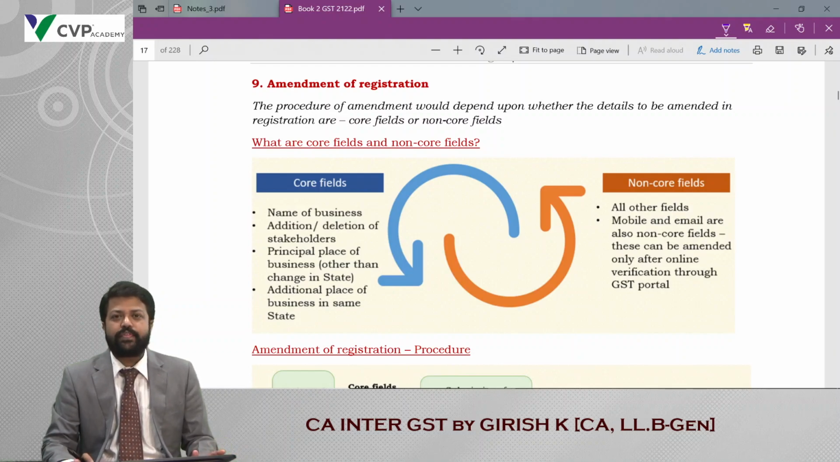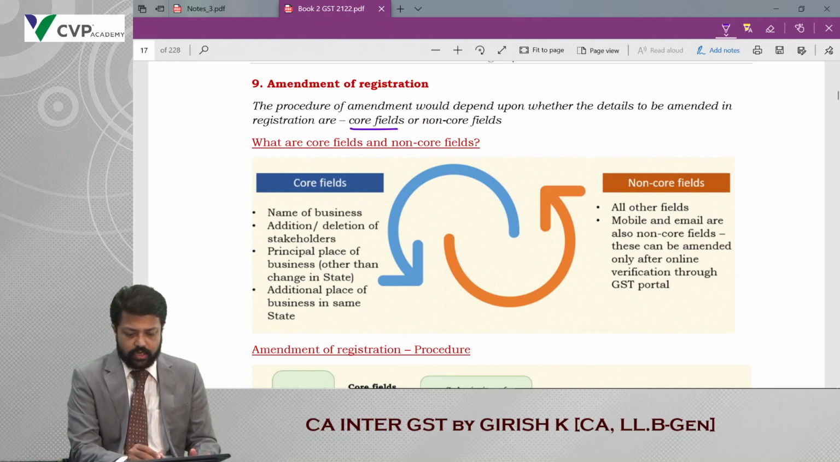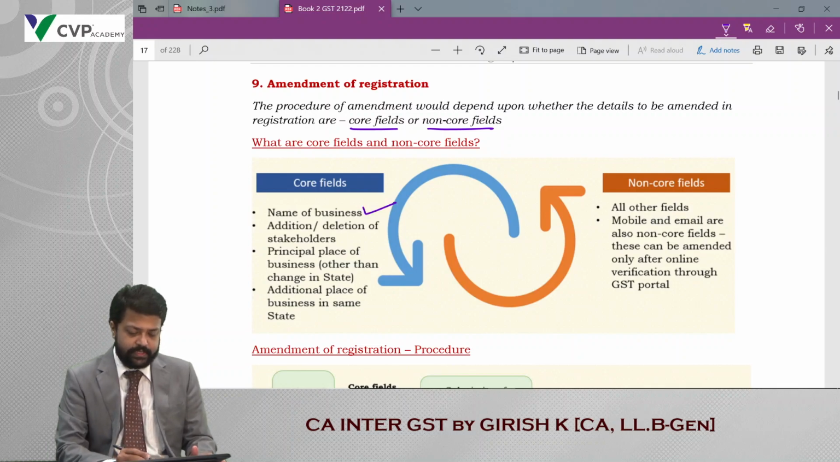For amendment of registration, there has to be registration in the first place, which we have seen yesterday, how to apply, how the process of registration is done. So the procedure of amendment would depend upon whether the details to be amended in the registration are core fields or non-core fields, as I discussed. So which are the core fields? Core means very essential and connected to the main activity of the business. So that would be name of the business, addition or deletion of the stakeholders like partners, directors, etc.